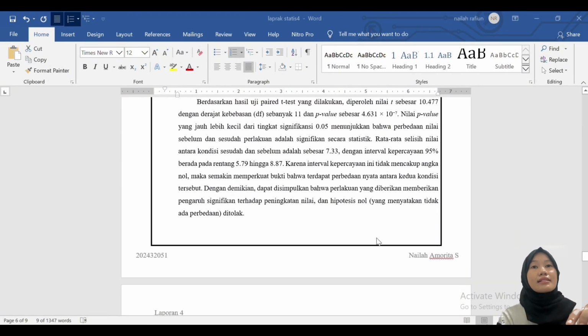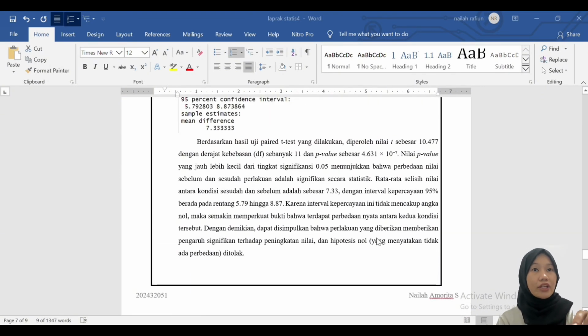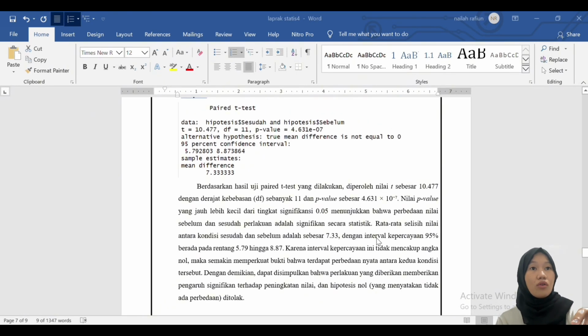Based on the result of the paired t-test conducted, a t-value of 10.477 was obtained with the degrees of freedom, df, of 11 and a p-value of 4.631 times 10 to the power of -7. The p-value, which is much smaller than the 0.05 level of significance, indicates that the difference in scores before and after treatment is statistically significant.